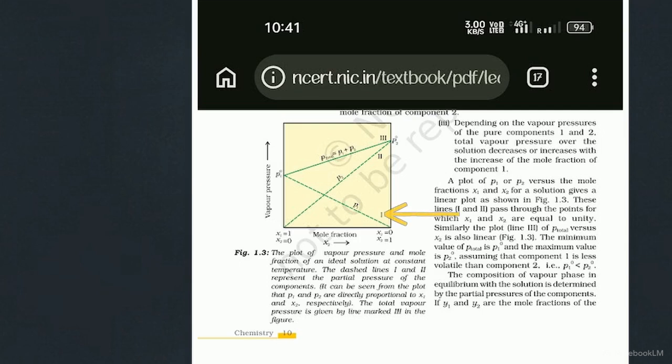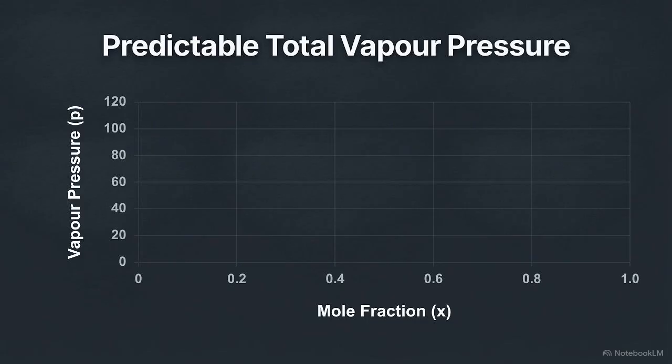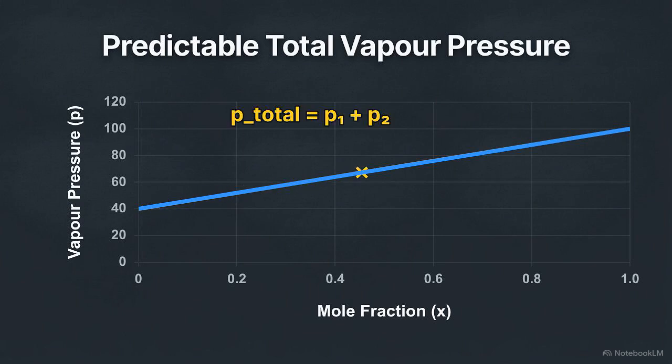As the mole fraction of component 1 increases, line 1 rises linearly. The same happens for component 2 in line 2. Adding them together creates the total pressure, line 3, which is also perfectly linear. Because this relationship is a linear multiplication, ideal liquid mixtures always produce predictable total vapor pressures. There are no sudden spikes or drops, just a steady mathematical balance between the components.